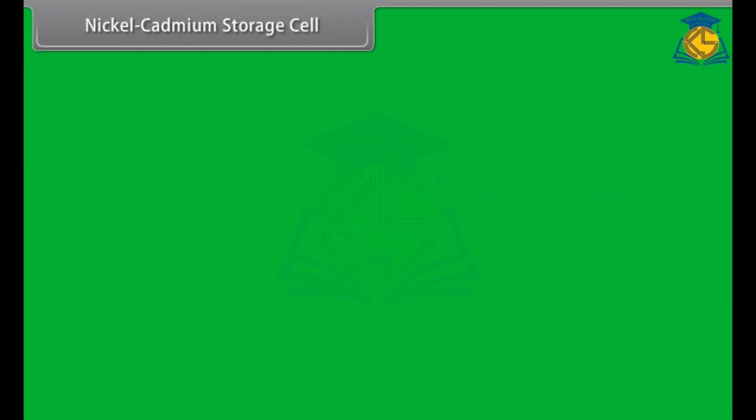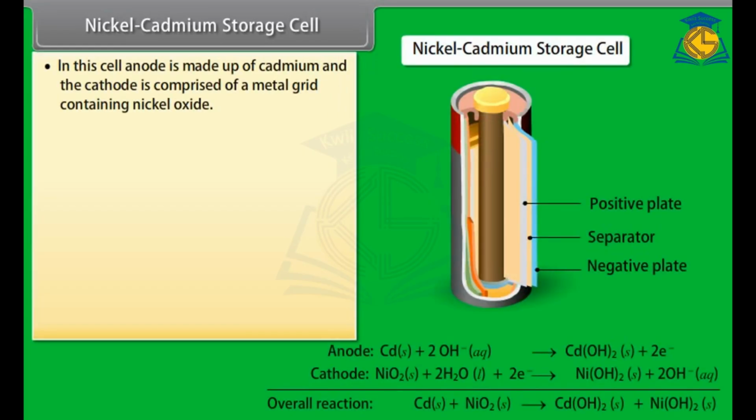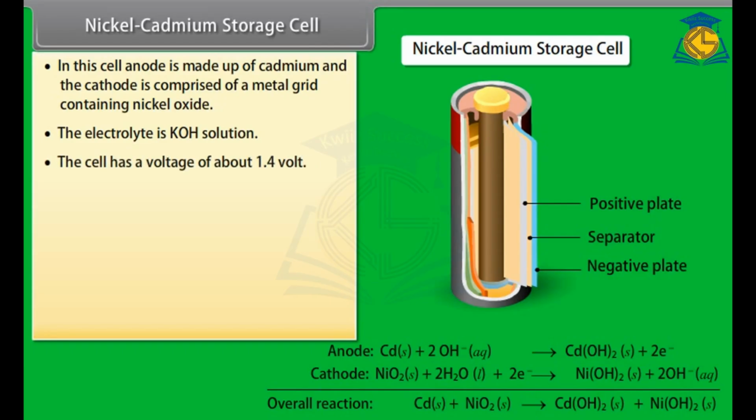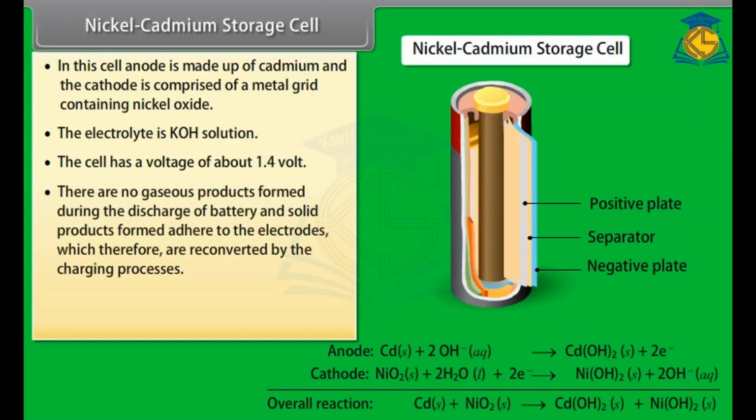Nickel-cadmium storage cell. In this cell, anode is made up of cadmium and the cathode is comprised of a metal grid containing nickel oxide. The electrolyte is KOH solution. The cell has a voltage of about 1.4 volts. There are no gaseous products formed during the discharge of battery, and solid products formed adhere to the electrodes, which therefore are reconverted by the charging processes. These cells are extensively used in electronic watches and calculators.